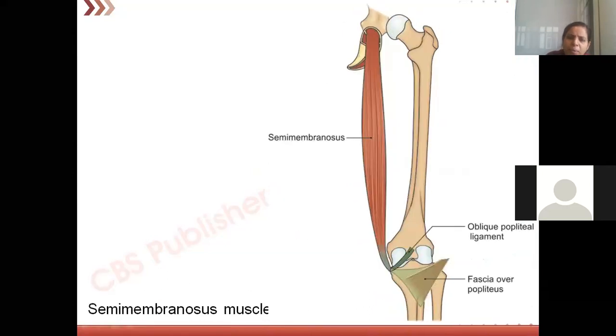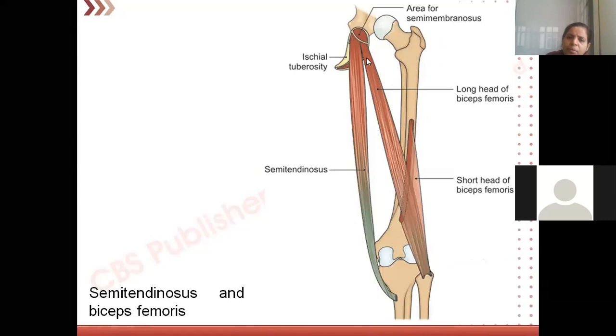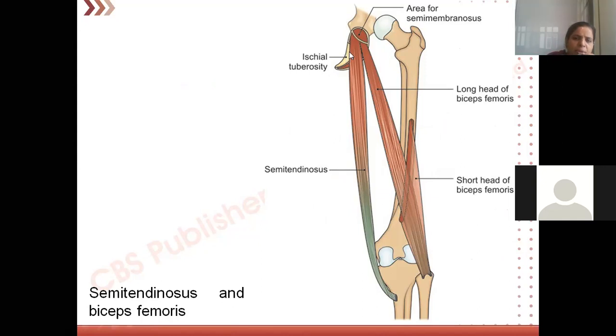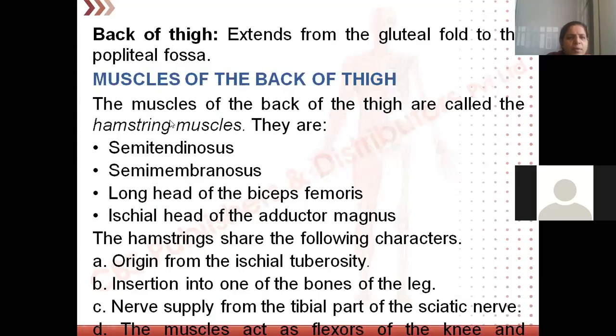Okay. Do you remember where they originate? All hamstring muscles, that is the posterior compartment muscles, originate from the ischial tuberosity. Please remember this, ischial tuberosity. Now see here, the back of the thigh. We have seen the gluteal region, right? From the gluteal fold to the popliteal fossa, we will see the muscles of the back of the thigh. So we have semimembranosus, semitendinosus, long head of biceps femoris, and the ischial head of adductor magnus.